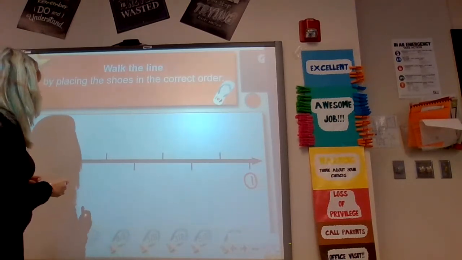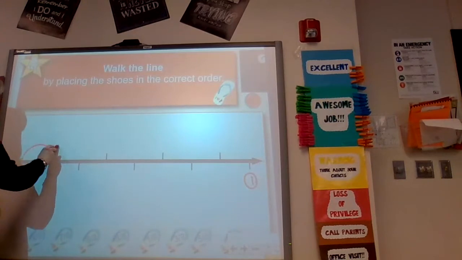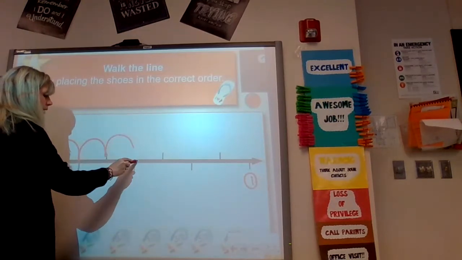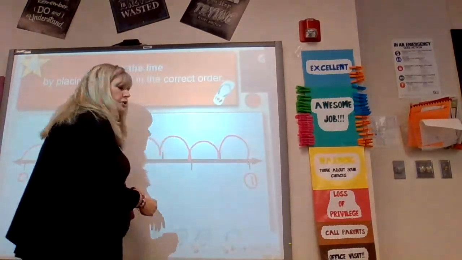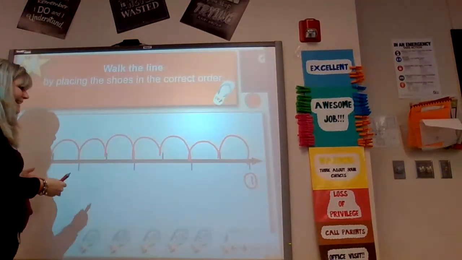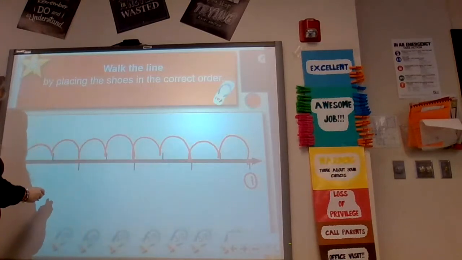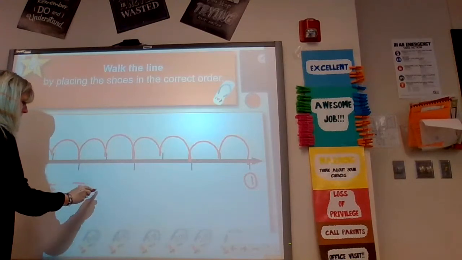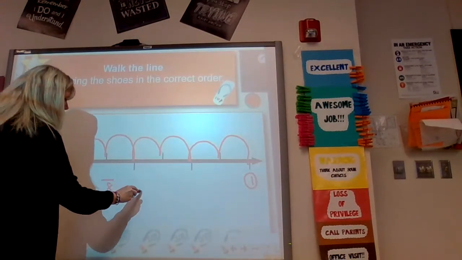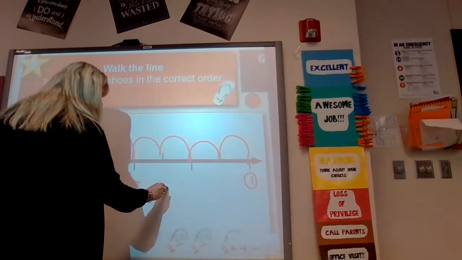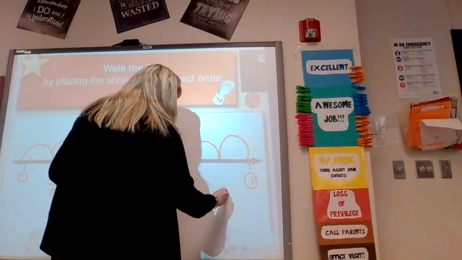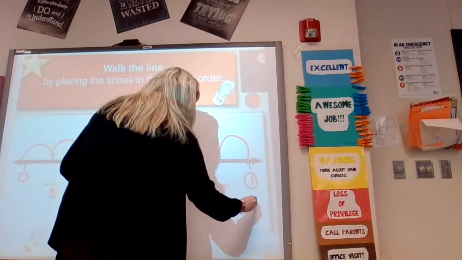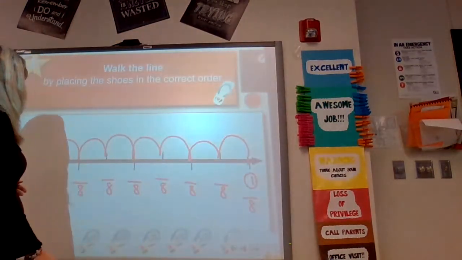Okay, let's come back together. 1, 2, 3, 4, 5, 6, 7, 8. So that tells me my denominator is in eighths. This is cut into 8 equal pieces. So I'm going to go ahead and put my denominator down. I'm going to count my pieces.